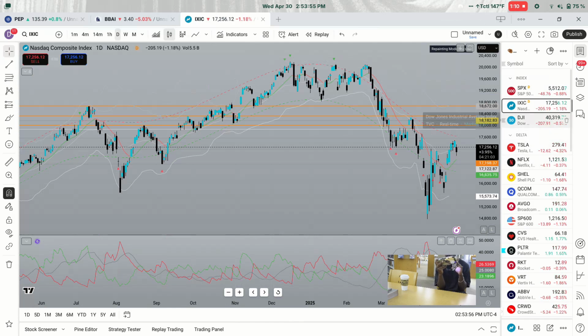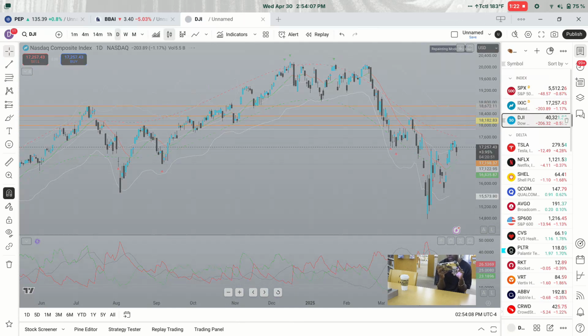It's at negative 1%. So on average, I would say you would want to move 2% on a good day, on the upside. But the market didn't really move today. And then we got the Dow Jones.